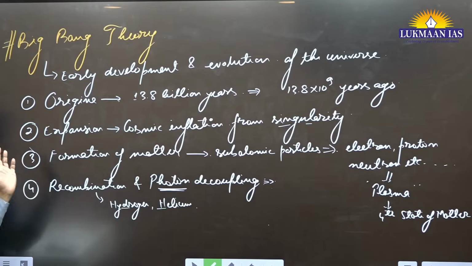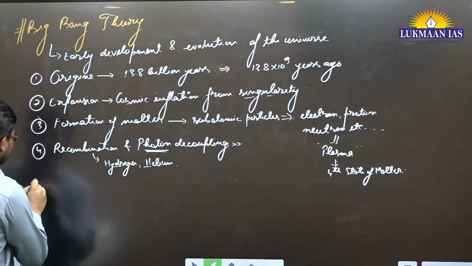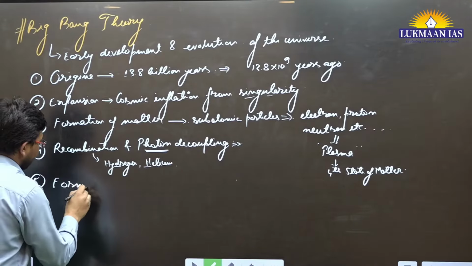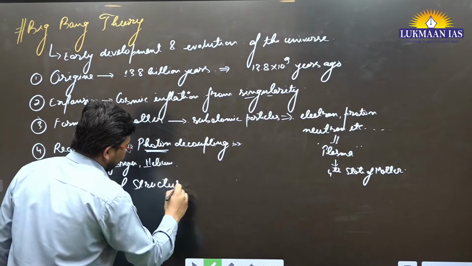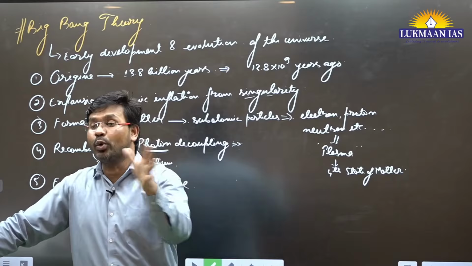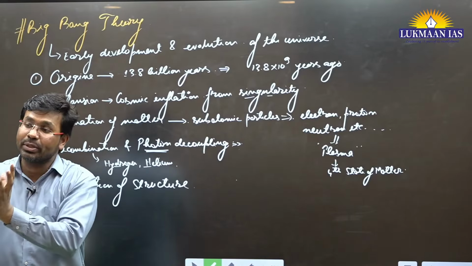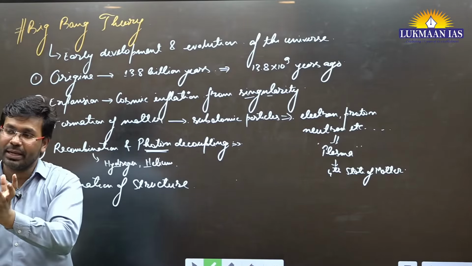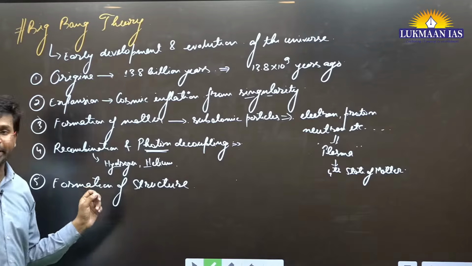Okay, so recombination and decoupling, after this, formation of structure has happened. Formation of structure means slowly and gradually after the universe expanded, it cooled down, and the gases that escaped from there slowly cooled down and formed planets, stars and all. So the current day planets that we see formed after the Big Bang that has happened.